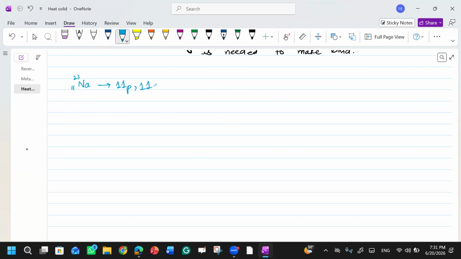If it loses 1 electron, why it was losing, the electronic configuration for this, let me write, this was 2, 8 and 1, right? This is the electronic configuration. You know how to write electronic configuration? There are 11 electrons, so how will you write? In the first shell there will be 2 electrons. Then in the second shell there will be 8 electrons, and it becomes 10 electrons, and in the last shell there will be just 1 electron. So this is the electronic configuration of sodium.